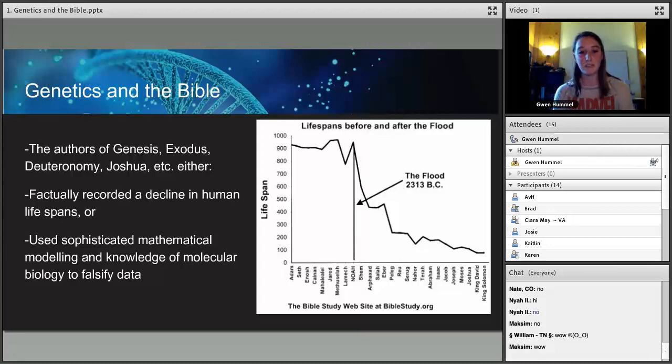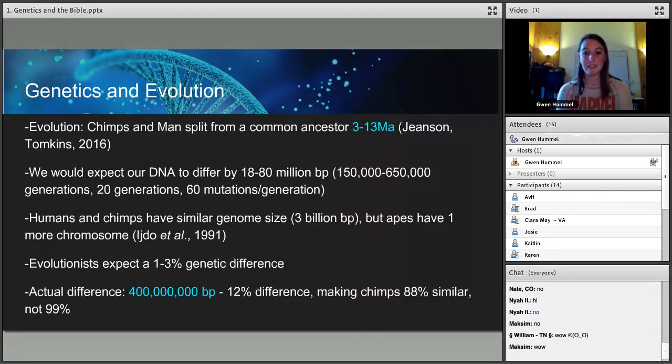accumulating mutations. So when we look at these factually recorded dates of when people lived, we can either assume that the authors of Genesis, Exodus, Deuteronomy, Joshua, and all the other books either factually recorded a decline in human lifespans, or they somehow used sophisticated mathematical modeling and knowledge of molecular biology to falsify data. Only one of these things can be true, and one of these things makes a lot more sense than the other.